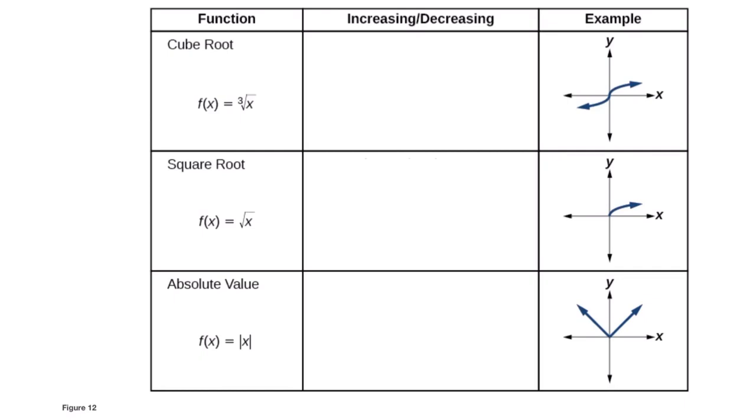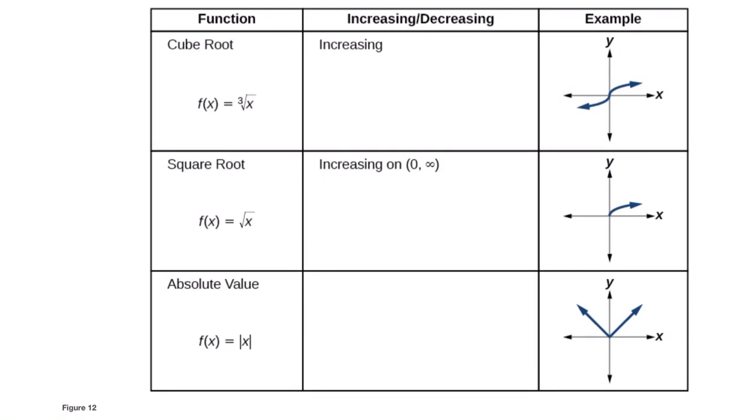Okay, and then here, the cube root function is increasing over the entire domain. In this case, it's going to be all reals. Square root is increasing over its domain, which is the open interval from, well, actually, not over its entire domain. It's increasing from 0 to infinity. So not at 0, but from 0 to infinity. So the open interval from 0 to infinity.